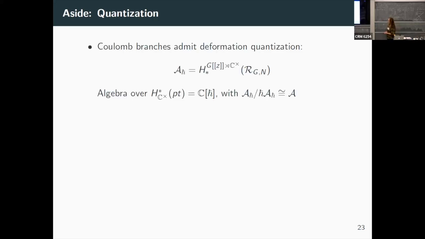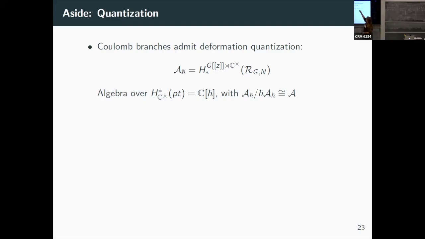Okay, so just an aside about why I think this algebraic approach is useful, or maybe why it's a little difficult to do it geometrically. It has to do with quantization. So Coulomb branches admit deformation quantizations. Geometrically, you do that by introducing some extra loop rotation, and you work with equivariant homology with this extra loop rotation.